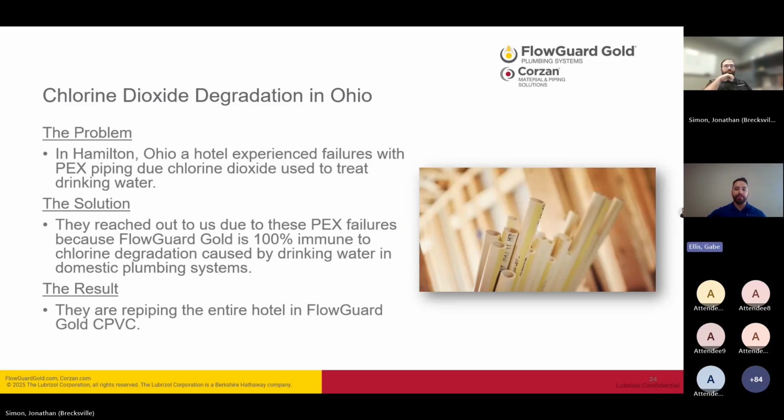Here's a real life case study with chlorine dioxide degradation in Ohio. The city of Hamilton actually switched to chlorine dioxide for secondary water treatment, and they experienced high rates of failure in their high density polyethylene, or HDPE, water mains. These failures occurred in cold water HDPE systems. The higher temperatures found in hot water lines can make the degradation even more aggressive in vulnerable polyolefin systems like PEX or PERT or PPR.